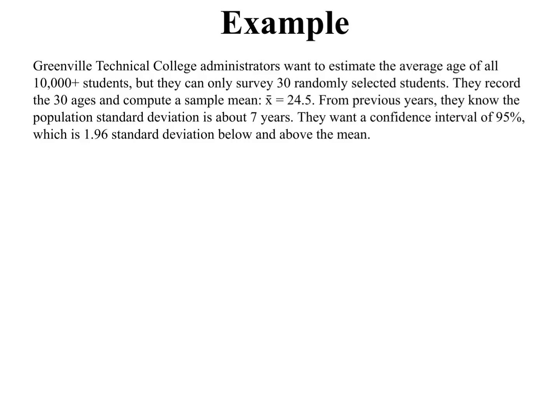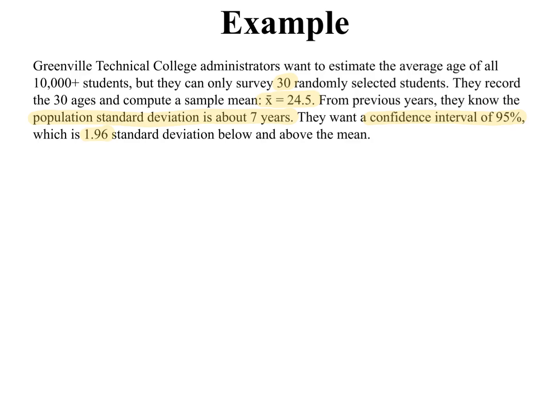Here's our example. Greenville Technical College administrators want to estimate the average age of all 10,000 plus students, but they can only survey 30 randomly selected students. They record the 30 ages and compute a sample mean of 24.5. From the previous years, they know that the population's standard deviation is about 7 years, and they want a confidence interval of 95%, which is 1.96 standard deviations above and below the mean.